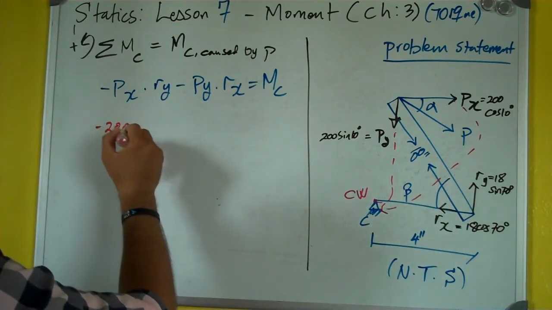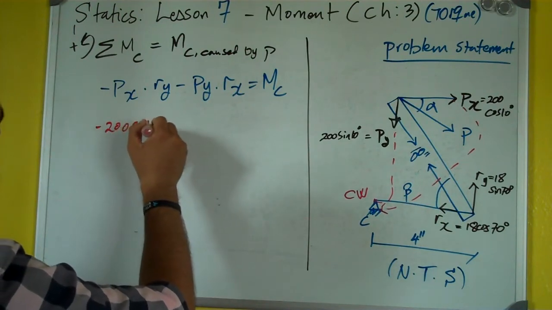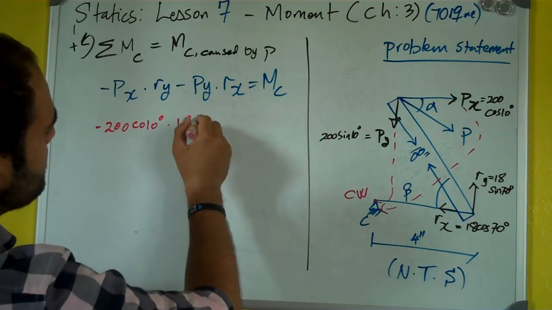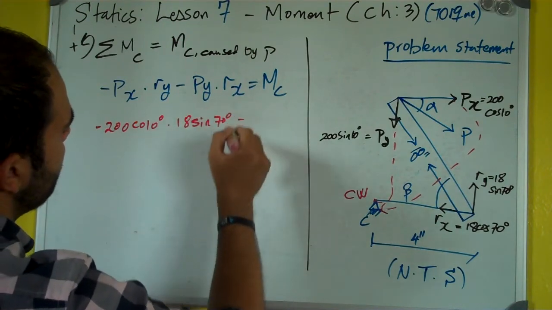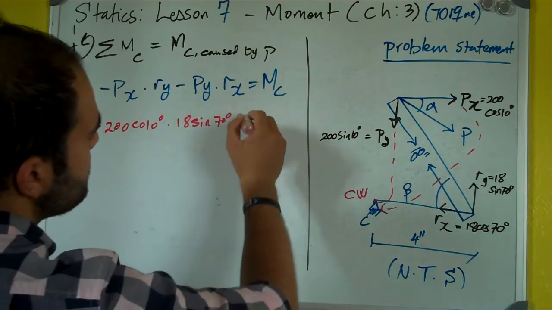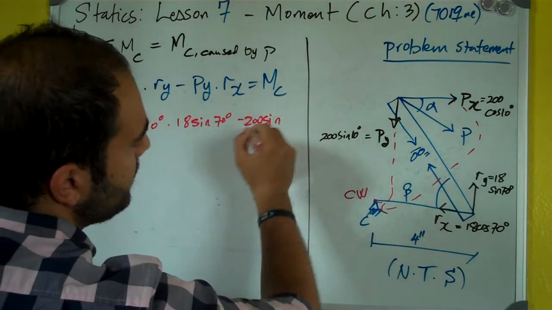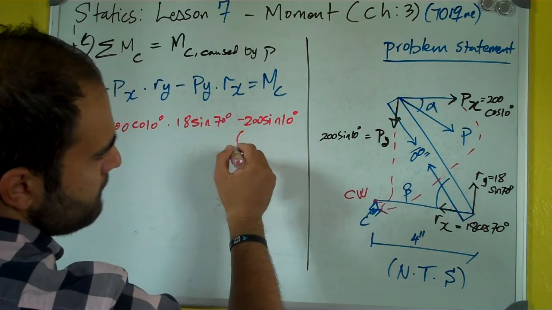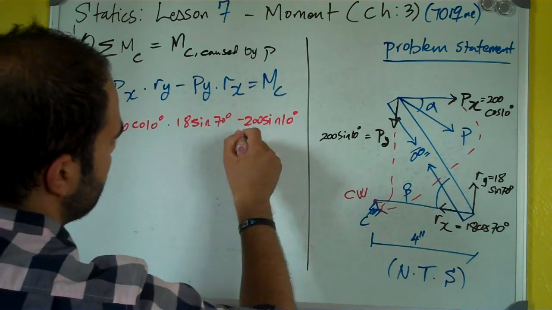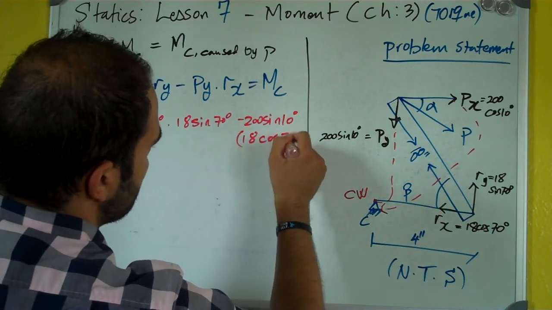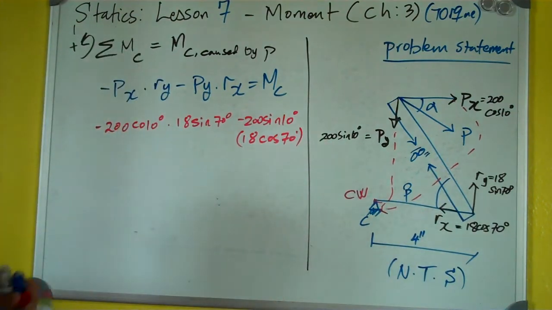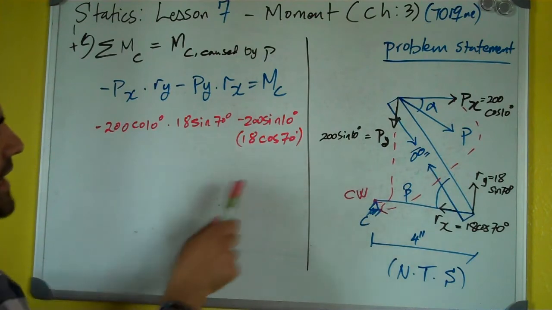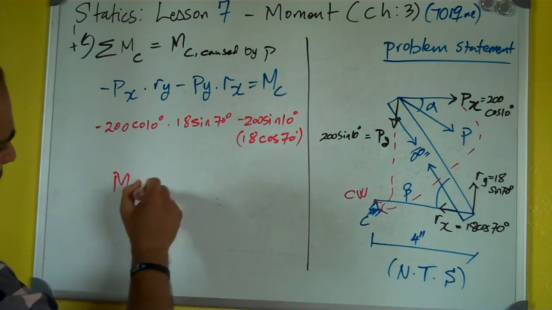Minus 200 cosine 10 times Ry, 18 sine 70, minus Ry is 200 sine 10 times, I don't have to think about it, just from here, 18 cosine 70. As promised, I'm not going to solve the math. So this is the answer for MC.